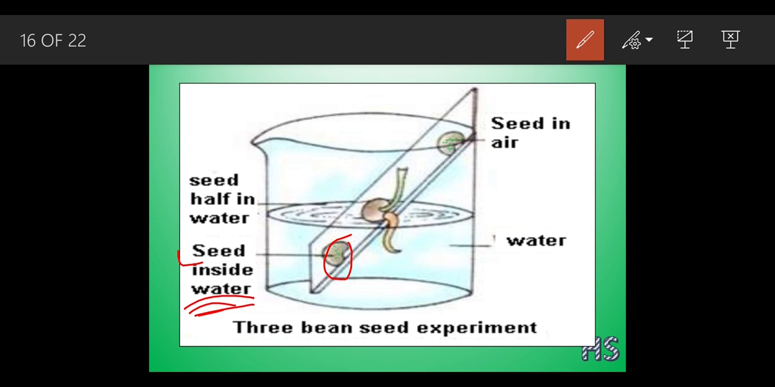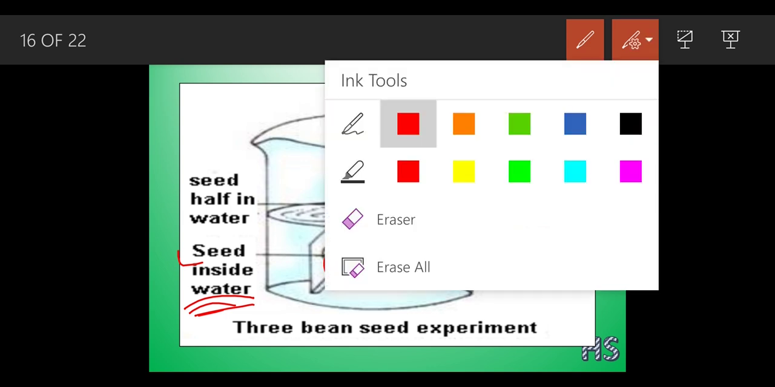So what happens? First I'm going to discuss the seed inside this water. What happens when the seed is inside this water? The temperature has been kept constant, so you don't have to think about this part. The temperature is quite suitable for all of the three-bean experiment because they have been performed on the same day and in the same place. This first seed has got the water and the temperature, but it does not get the proper amount of oxygen. So that is why the seed which is present inside the water didn't germinate.